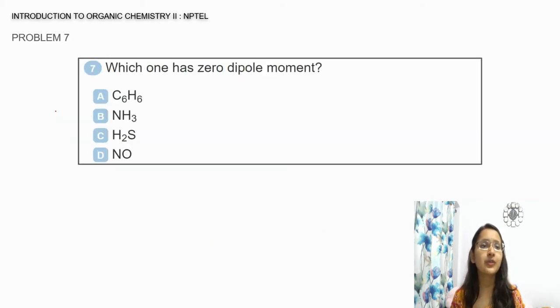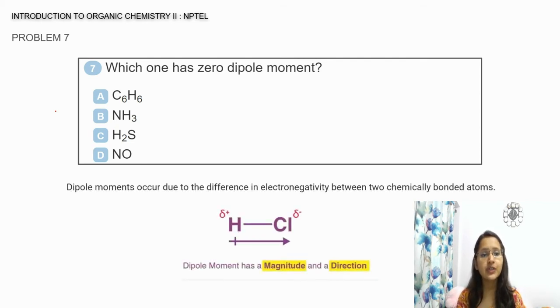Now, coming to problem 7, here we have to discuss which of the following has a zero dipole moment. Okay, the options are benzene, ammonia, hydrogen sulfide, and nitrogen oxide. Now we have to first know the concept here, which is dipole moment. So what is dipole moment? We have to understand what the dipole moment is and how we can use it in this particular question to answer which one has a zero dipole moment.